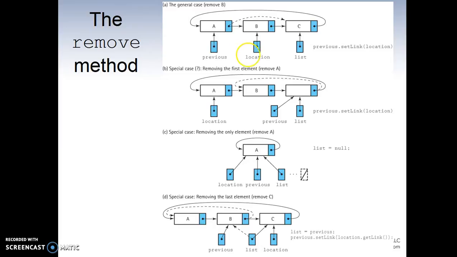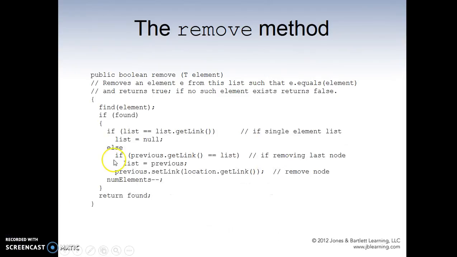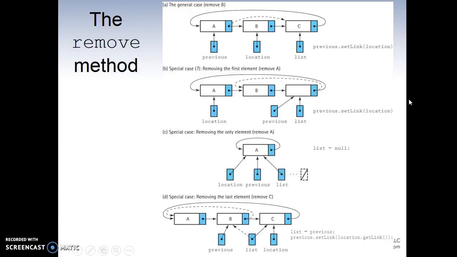So again, if we remove something at the first, we gotta set previous.setLink to location.getLink. So again, this is missing .getLink as well as this one.